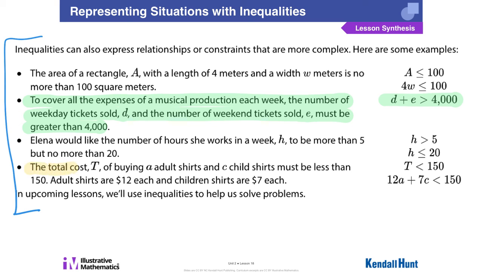The other good one to look at here is the total cost of buying some shirts. Adult shirts are $12 each, children's shirts are $7 each, and the total cost must be less than 150. And so that's looking at this inequality right here, that 12 times the number of adult shirts plus 7 times the number of children's shirts must be less than 150. This is reminding me of some of the equations that we wrote at the beginning of Unit 2.